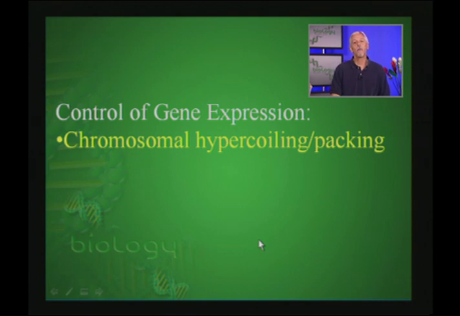Now, one level will be what's known as chromosomal hypercoiling or packing. Tightly coiled DNA does not get transcribed because RNA polymerase just can't get in there. So let's go ahead and look at an animation that'll give us a sense of this.